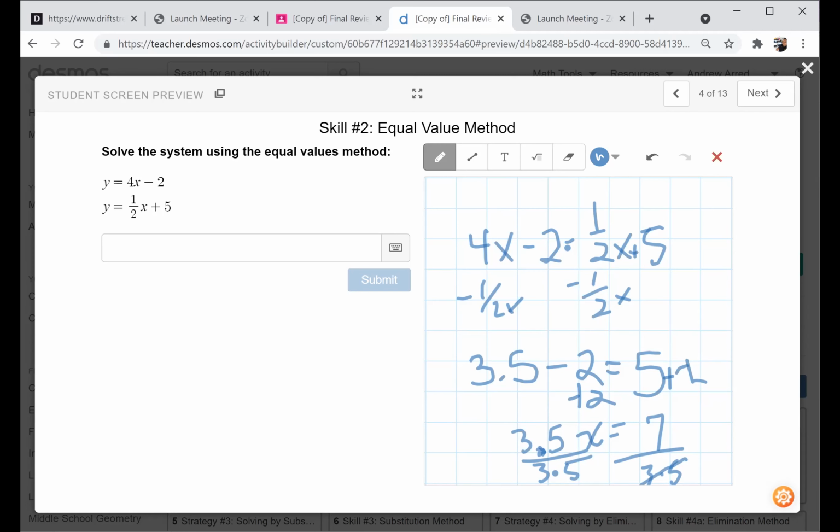Everybody, the y is a 2. So we are done. X. Oh no, I'm sorry. The x is a 2. We never found out the y. The x is a 2.